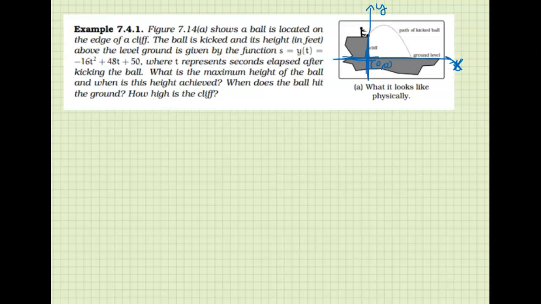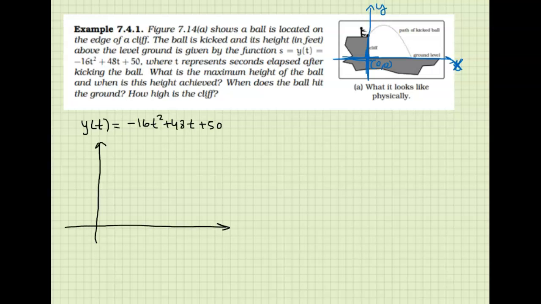But actually what we're interested in is the height as a function of time. So y of t equals negative 16t squared plus 48t plus 50. So we actually want a different type of coordinate system. Instead of looking at horizontal distance and vertical distance, we want to look at y as a function of time. And we can see that this is also a parabola.